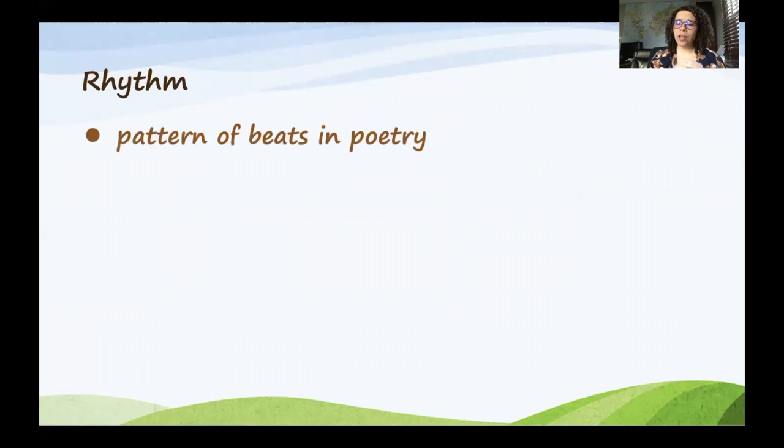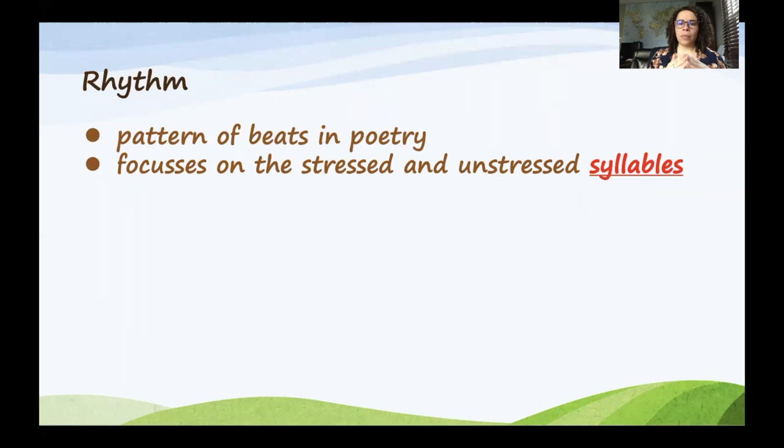That is the pattern of beats in poetry. We represent it using numbers. Usually I like to do it on the left side of the poem, simply because the rhymes are on the right side where the line ends. So I think it's just easier to keep track of them that way. But when you get more in depth into poetry, you focus on the stressed and unstressed syllables. That means what syllables do you put your emphasis on?